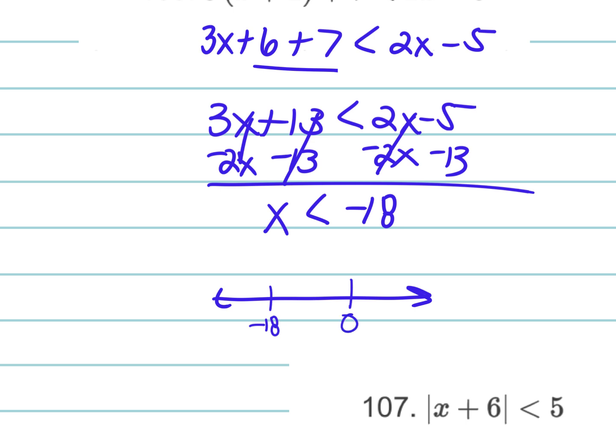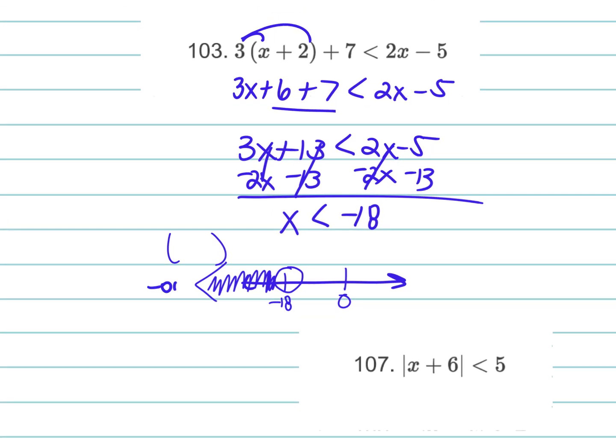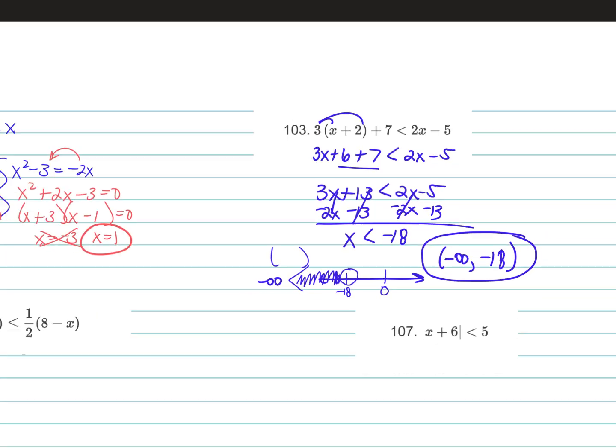It's just less than, not or equal to, so I'm going to have an open circle. When we have an open circle, we use parentheses. And it says x is less than, so I'm going to shade everything that is less than -18. So as we write our interval notation, remember we read from left to right. So it's going to start over here at -infinity, and it's going to go up to -18. It does not include -18, so that's why we use a parenthesis. If it included, we would use a bracket.